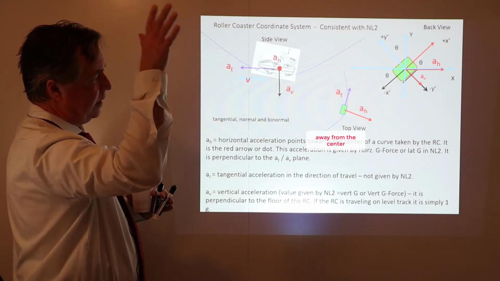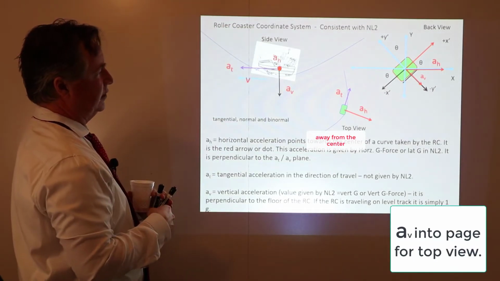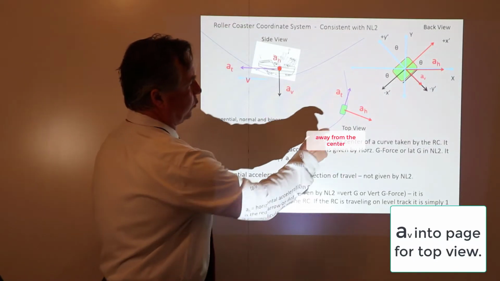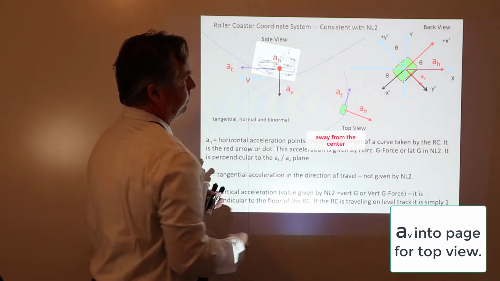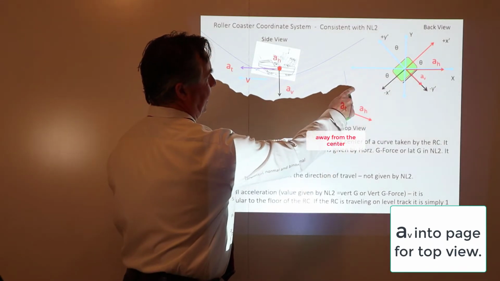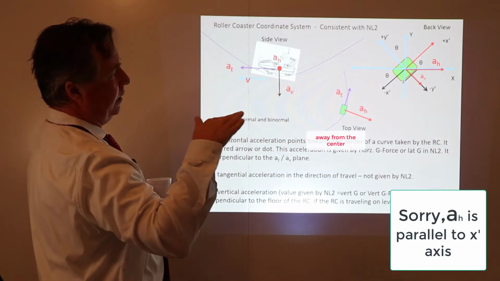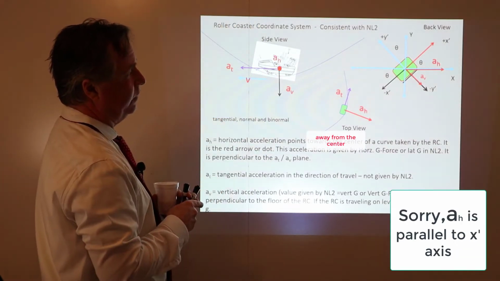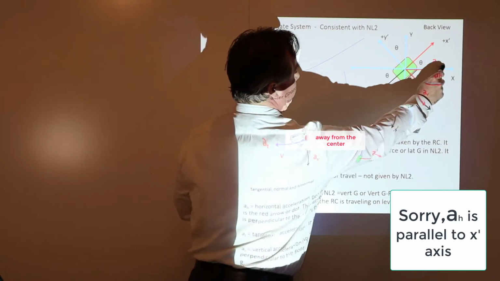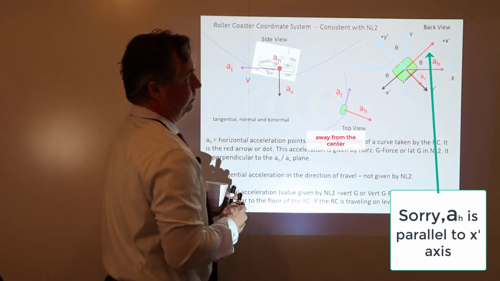Now, if we're in a helicopter looking down at the roller coaster as it's moving, this would be the direction of the horizontal. This would be the direction of the tangential. If we're looking at the back of the car as it's going into a bank turn, this would be the horizontal, and this would be the vertical.